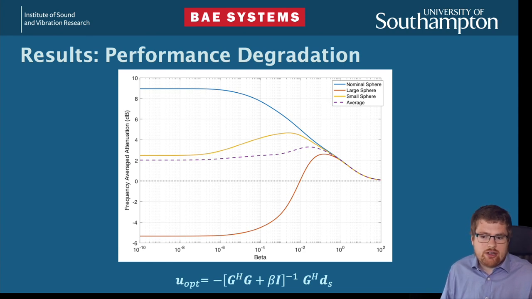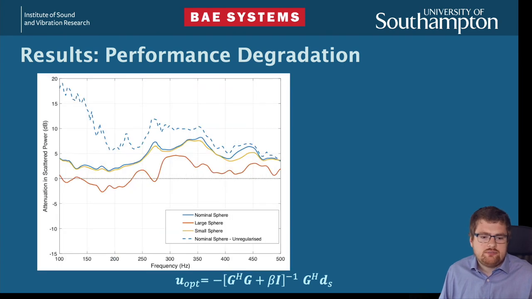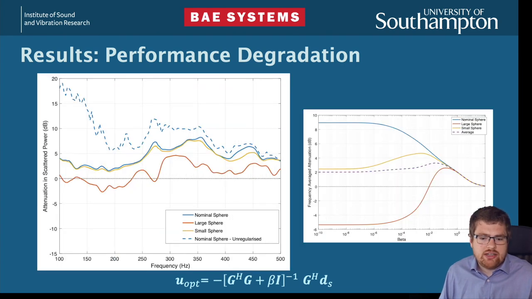If we take this value of regularisation and look at the performance over frequency, you see this. For reference, on this trade-off plot, we're taking this point here. On this plot, you can see that the dark blue line is the nominal case, and again, the two other solid lines are the two perturbed cases. For reference, the dashed blue line is the unregularised nominal case. This is the performance that could be achieved if we didn't care about regularisation.